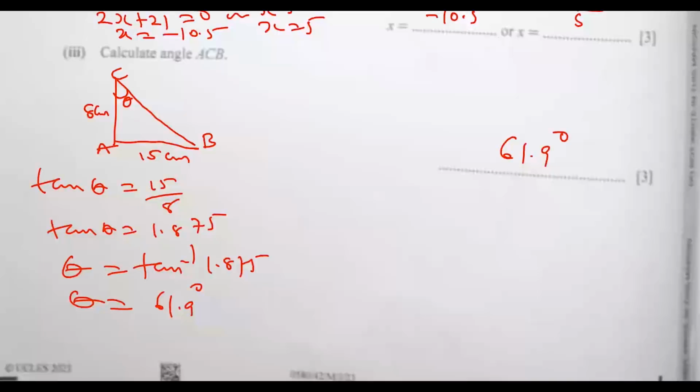So we need to go to the next question. Find the size of the smallest angle of triangle DEF. So let's find this angle here, to know the smallest angle among these three angles. To do that, we know that these three angles add up to 180 degrees, that is 61.9 degrees, 90 degrees, and this angle here.